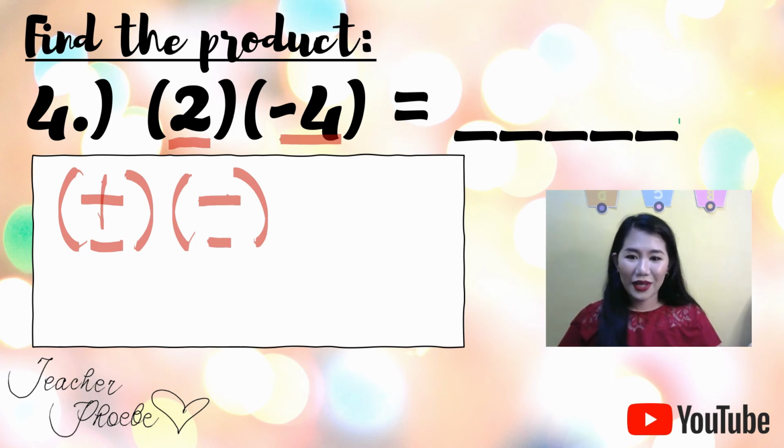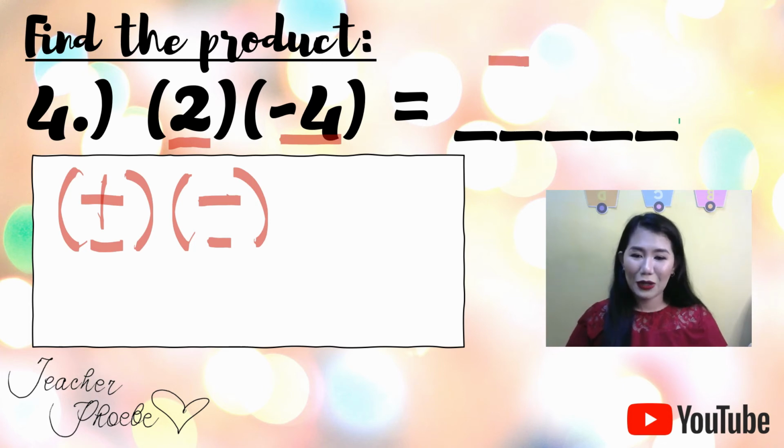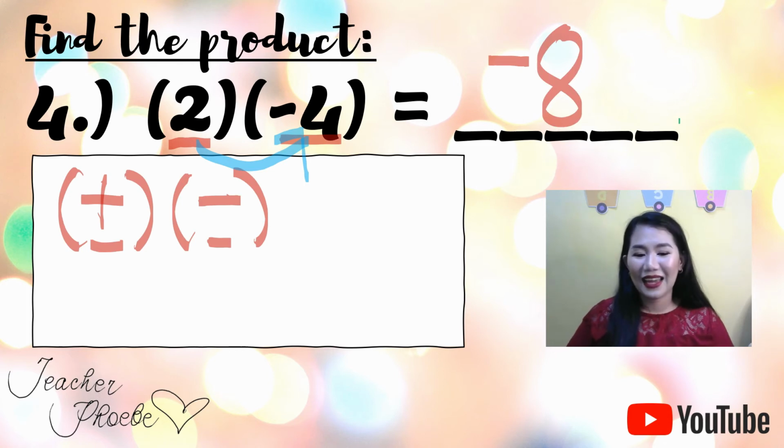Okay, so the answer to this is automatic negative. Kasi nakita nyo naman, magkaiba sila ng sign. And then, after identifying the sign of your final answer, of course, you have to multiply 2 to 4. What is 2 times 4? Right, 2 times 4 is 8. So, therefore, your final answer is negative 8.